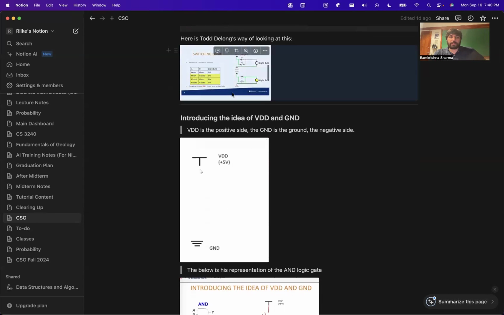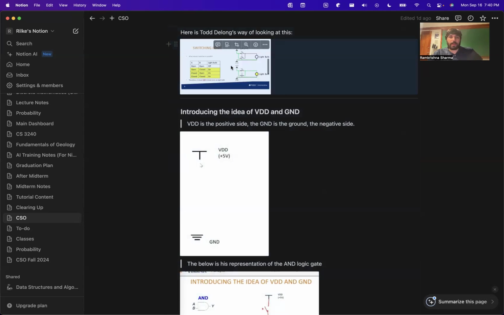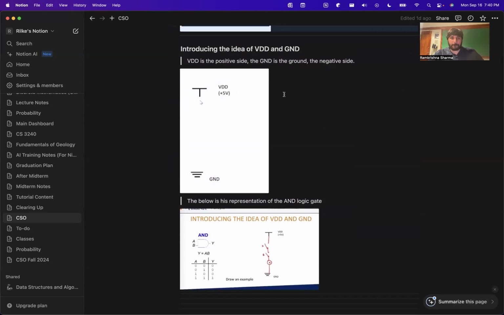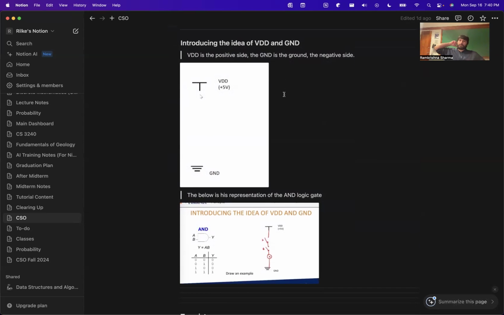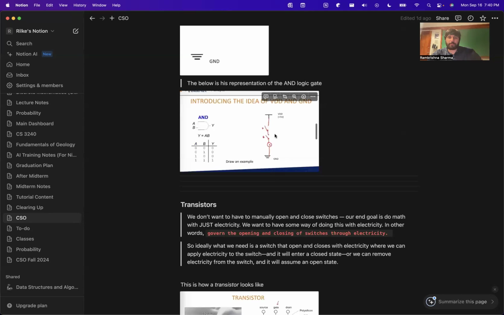This is just another professor looking at a similar idea, not necessarily in a different way, but the schematic is different. There's this idea of VDD and ground. We generally say that VDD is the positive side and ground is the negative side, and electricity generally flows in that manner. Again, this is simply representing that idea of VDD and ground. You have a positive voltage, and then voltage is also drawn to the ground.